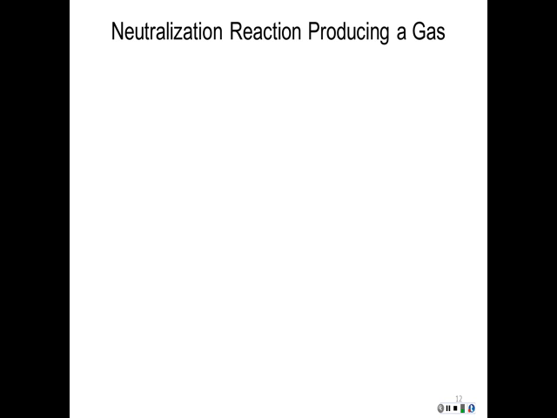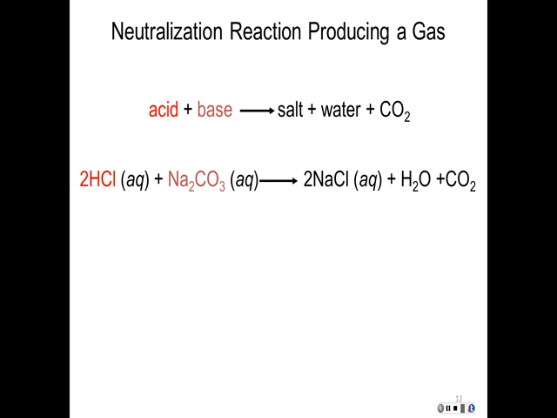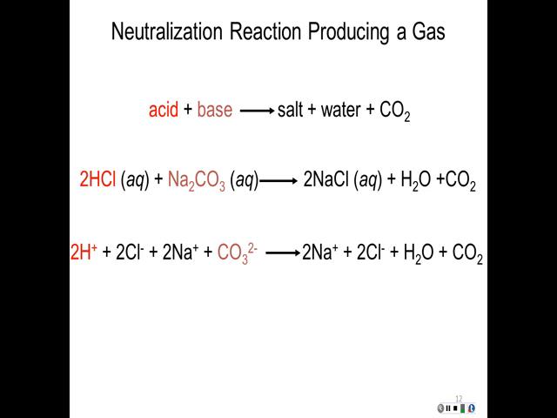Now this is the last equation that we're going to take a look at, producing a gas. And the gas we're going to see is CO2. So we have a carbonate and an acid, or a bicarbonate. We're going to get 3 products. So here in my example, I have HCl, which is hydrochloric acid, and then we have sodium carbonate, and I get 3 products. This is my ionic equation, and what ions can I eliminate?